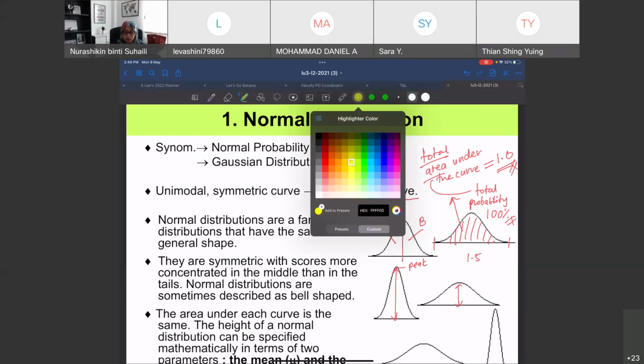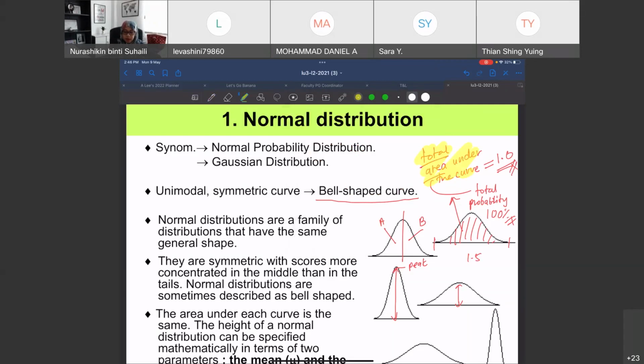Sometimes you forget also. This fact you have to keep in your mind very clearly, that the total area should be 1. Couldn't be more than 1. So if your answer is 1.5, 1.7, 1.8, then there must be something wrong with your calculation. You have to check your calculation and make sure that it is below 1.